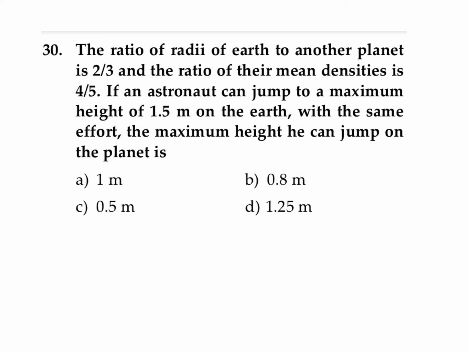And this question is given that the ratio of radii of Earth to another planet is 2 by 3 and the ratio of their mean density is 4 by 5. If an astronaut can jump to a maximum height of 1.5 meter on Earth, with the same effort, the maximum height he can jump on the planet is?